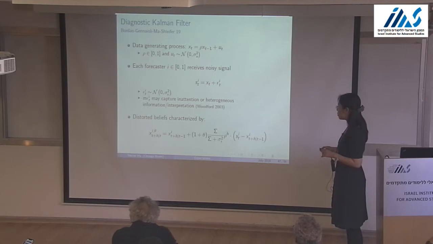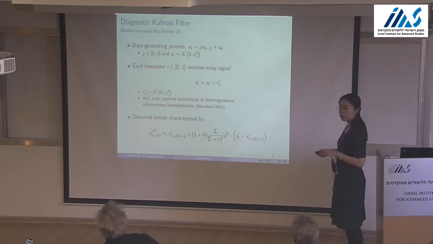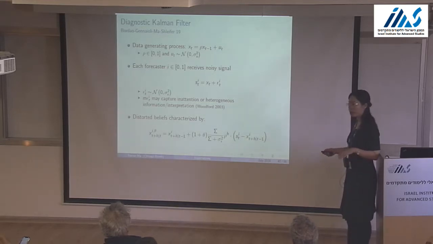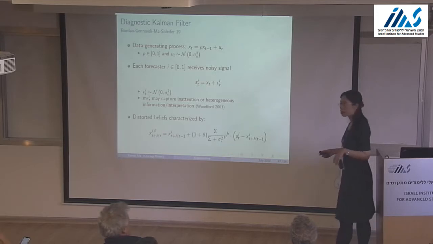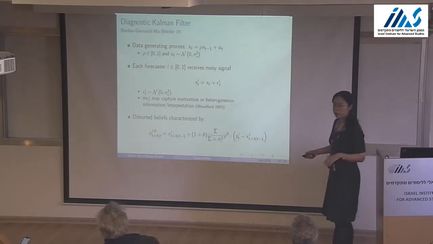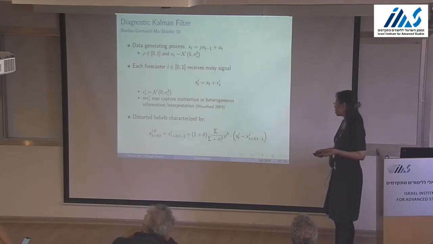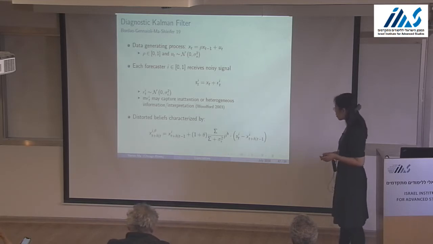So the distorted Kalman filter will just be the regular Kalman filter once you see the signal, multiplied by the Kalman gain instead of the regular Kalman gain. The Kalman gain is inflated to the proportion 1 plus theta. So this is very much the same as what you saw of diagnostic expectations in general. The subjective belief is the objective beliefs plus theta multiplied by the new information. So in this case, we know that at the individual level, the forecasting rule is this.